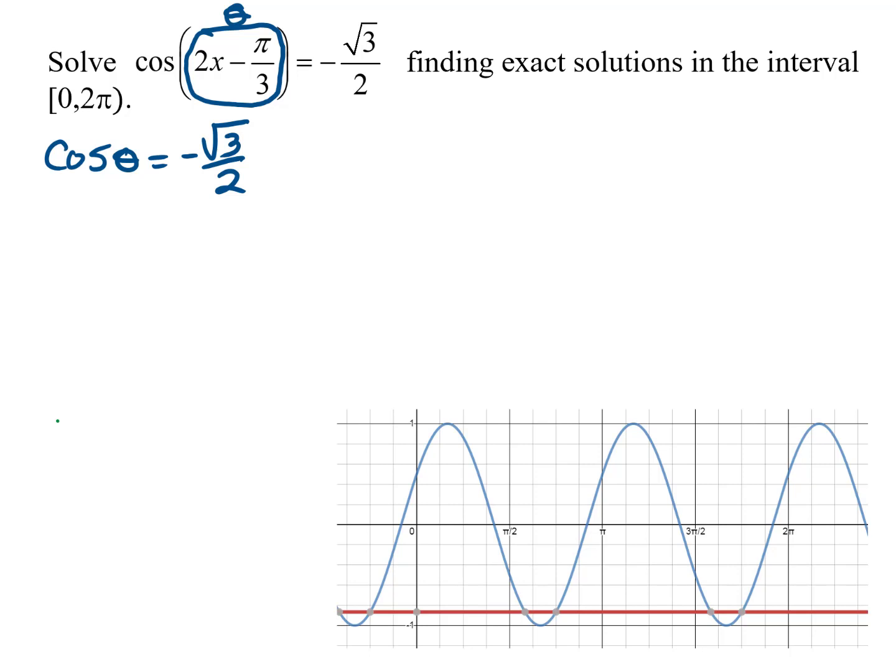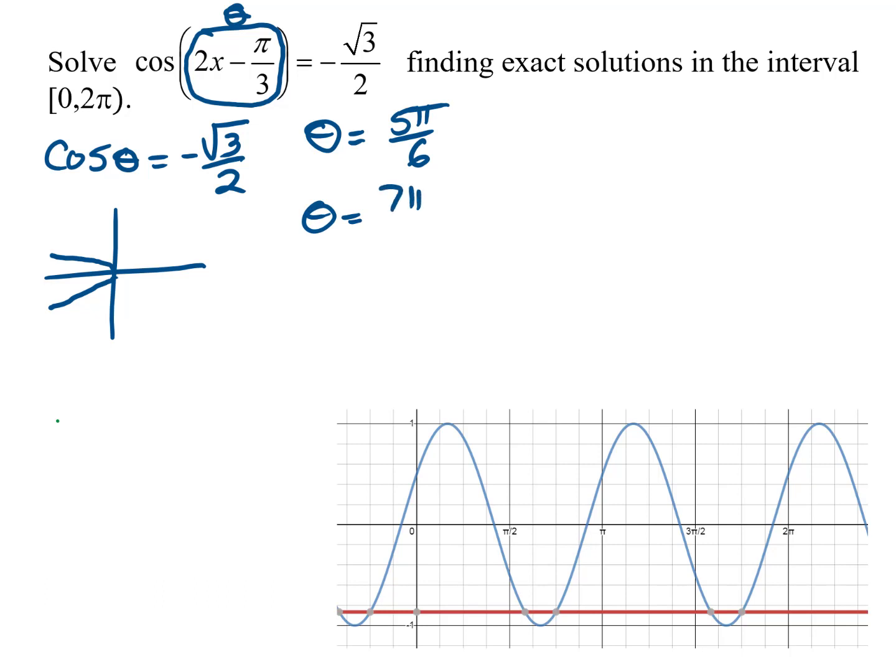So I'm interested where the cosine is negative square root 3 over 2. I know cosine is negative in quadrants 2 and 3, and square root 3 over 2 is the larger for the x. So that's going to be here and here, at 5 pi sixths and at 7 pi sixths. So if I wrote down those solutions, theta equals 5 pi sixths or theta equals 7 pi sixths. If I wanted to get all solutions, I would say plus 2 pi k for both of those.